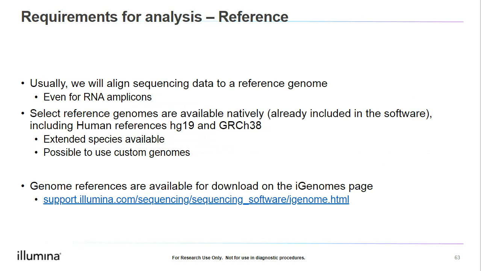All right, the third thing we need for data analysis is our reference. Here, we usually use a genomic reference, even if data is generated from RNA samples. Illumina provides human references, as well as other species, for use with Illumina analysis pipelines. It's also possible to create custom reference sequences if we do not have a pre-prepared reference.